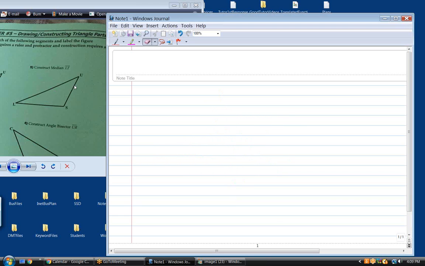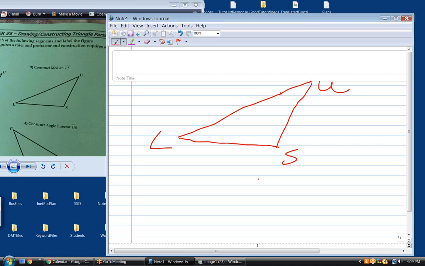Let's go to number 2. Boy, I'm glad I looked this up, because otherwise I was going to give you completely wrong information. All right, in this one we've got L, S, U, and they want a median LT. So the only line that could be LT is that one right there. In other words, what needs to be true about UT and TS?